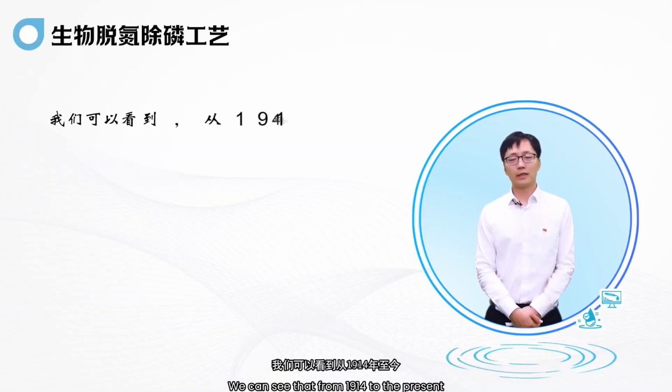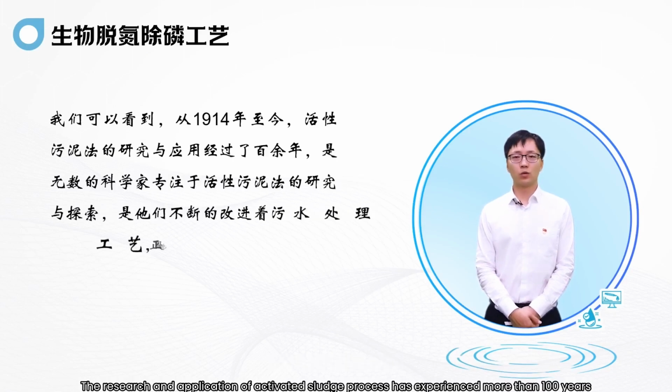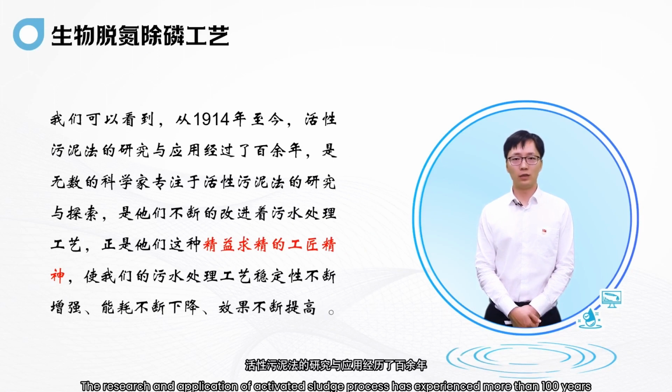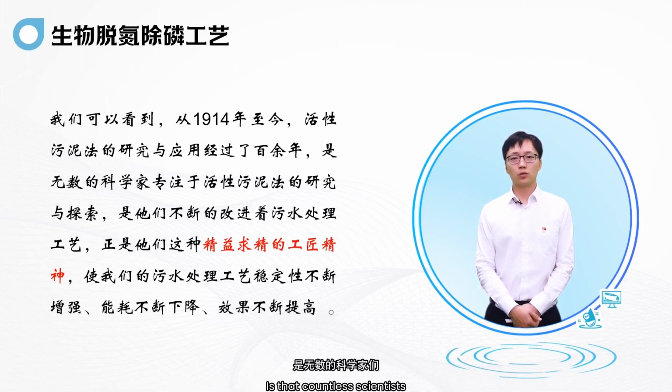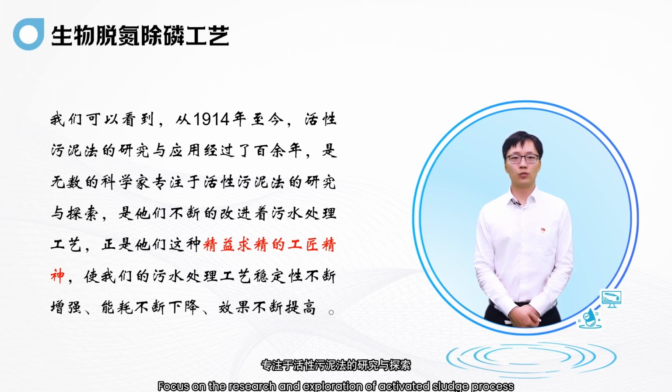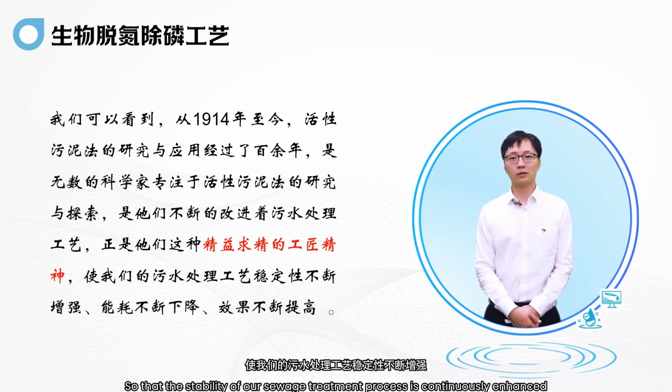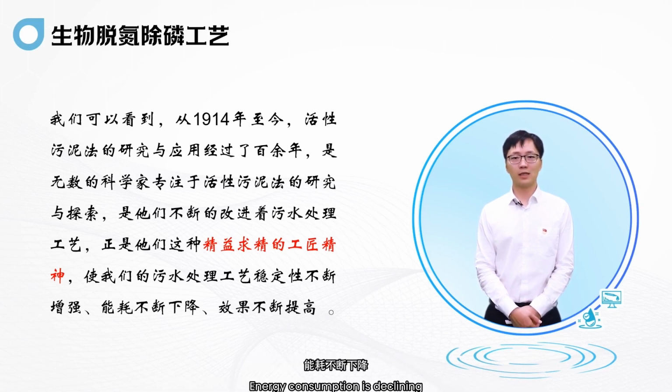We can see that from 1914 to the present, the research and application of the activated sludge process has gone through more than 100 years. Countless scientists have focused on the research and exploration of the activated sludge process. It is they who constantly improve the sewage treatment process. It is their craftsmanship that keeps improving, so that the stability of our sewage treatment process is continuously enhanced. Energy consumption is declining. The effect is constantly improving.